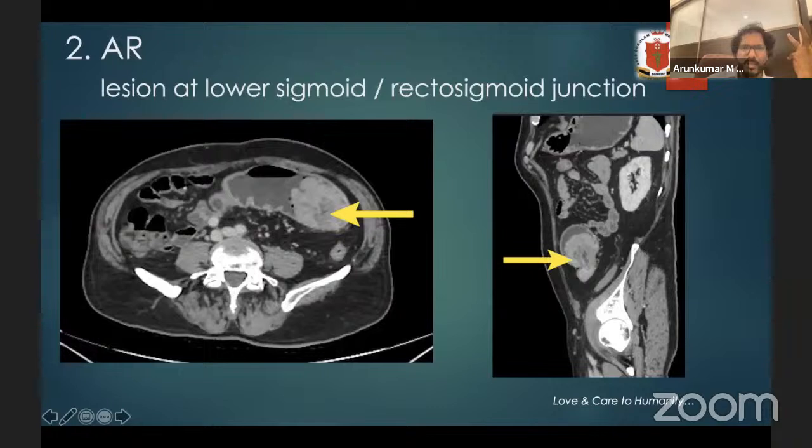Next is anterior resection. Usually it is done for a lesion at the lower sigmoid or rectosigmoid junction. Practically, it's not for upper rectum, because we need to have at least 4 to 5 centimeters of rectal margin as well as mesorectal margin, because mesorectal deposits have been demonstrated up to 4 centimeters from the palpable edge of growth.